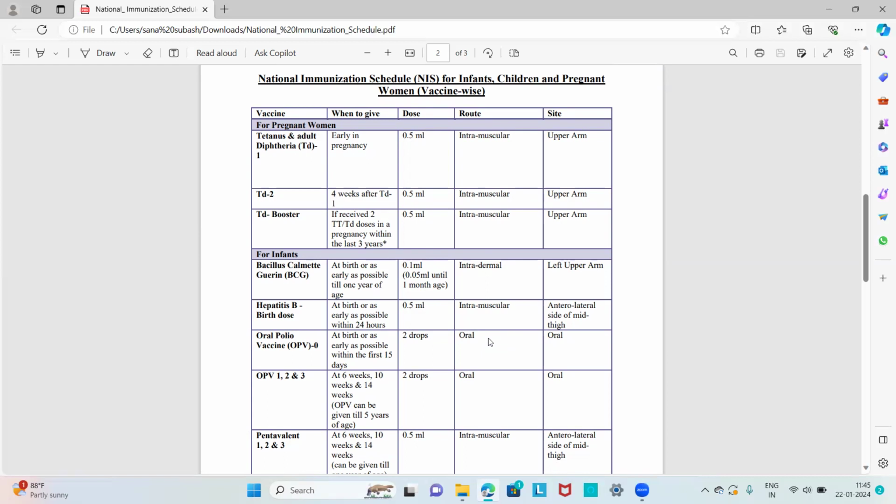For the pregnant woman, we have to give the tetanus vaccine, that is TD, TD1 and TD2, and the TD booster. The route is intramuscular, and the dose is 0.5 ml. The site is the upper arm.